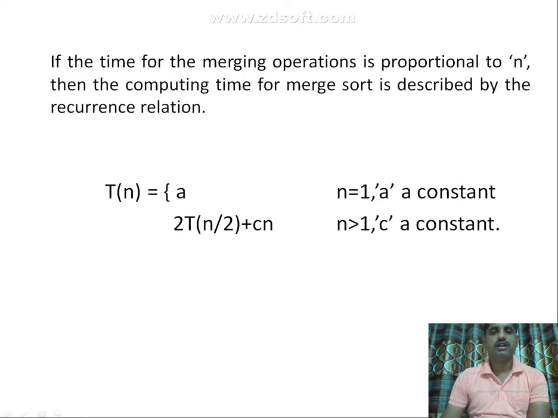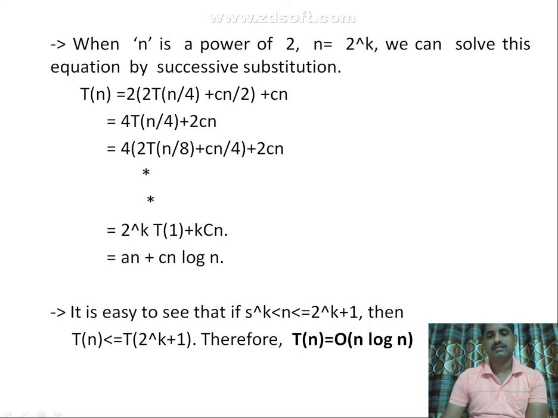See here, T(n) = a, that is a constant value, otherwise 2T(n/2) + cn for n greater than 1, where c is a constant. So now we can construct T(n) = 2T(n/2) + cn. We can use the substitution method, and then we get T(n) = O(n log n).